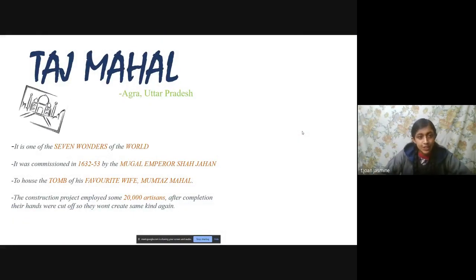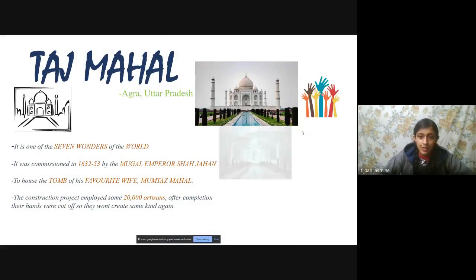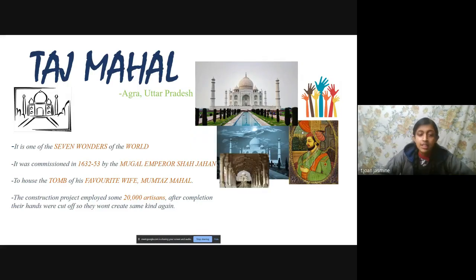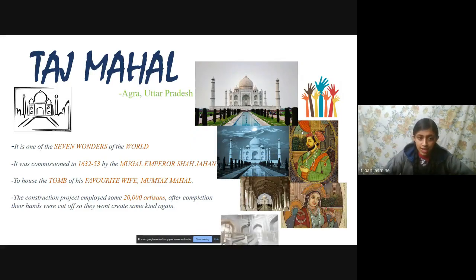First of all, I would like to introduce you to the Taj Mahal. It is also one of the 7 wonders of the world. It was commissioned by the Mughal Emperor Shah Jahan to house the tomb of his favorite wife, Mumtaz Mahal. It is built entirely out of white marble, as you can see in the pictures.